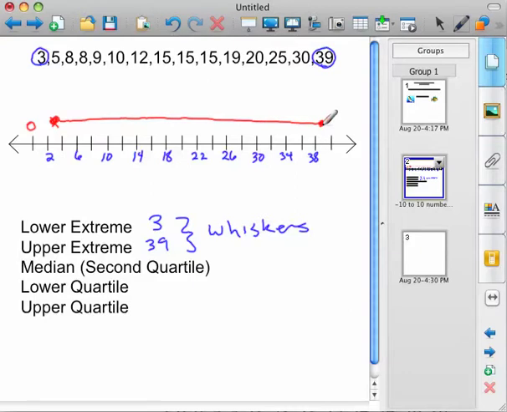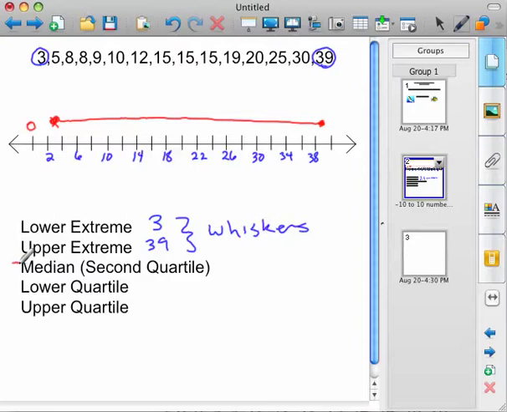Next you find the median, which is also considered the second quarter of the data, the second quartile. You know, just like money, you can divide it into quarters. To do that, to find the median, you just count how many there are. There's 15 of them. So half of that would be 7.5. So we're going to count up 7.